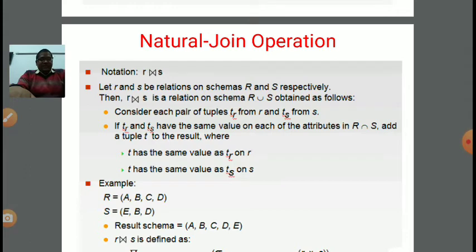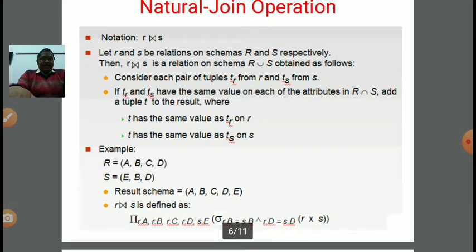Now some examples are listed here. In this example, relation R has 4 attributes A, B, C, D, and relation S has 3 attributes E, B, D. If you notice, the first relation has A, B, C, D and the second relation has E, B, D. So BD is common in both relations. The second and fourth attributes of the first relation are common with the second and third attributes of the second relation, right? So it will give the result schema as A, B, C, D and E. B and D will not be repeated.